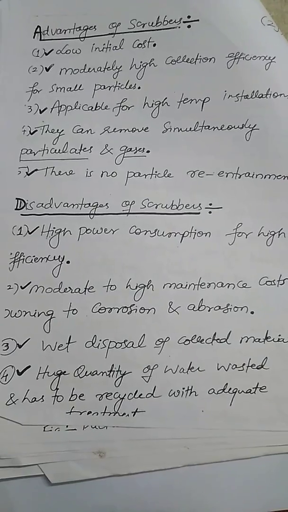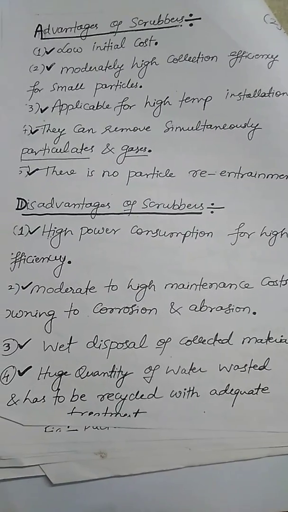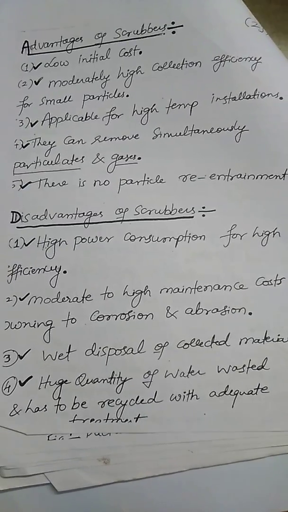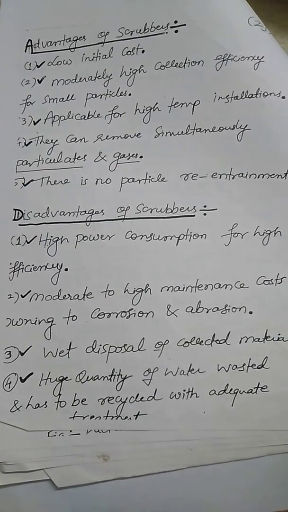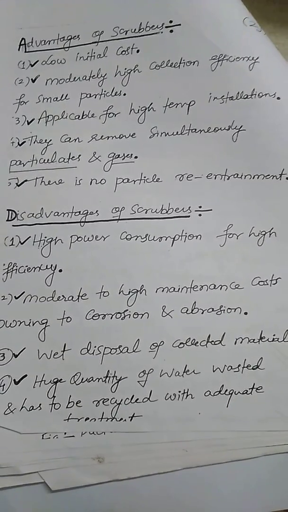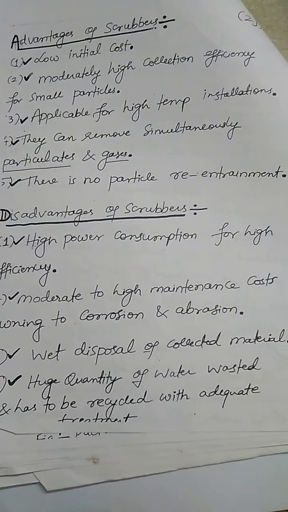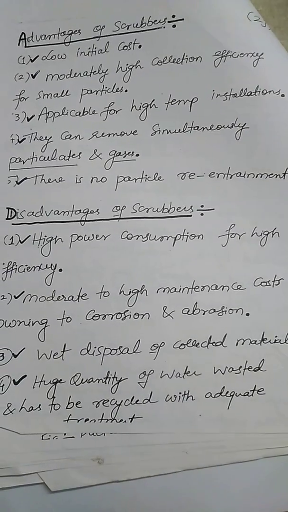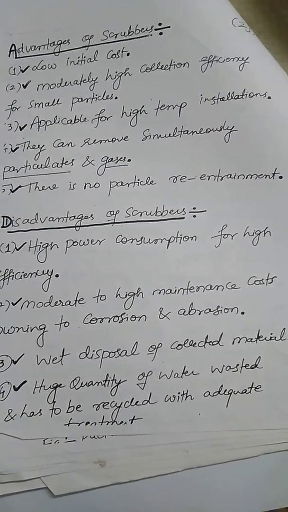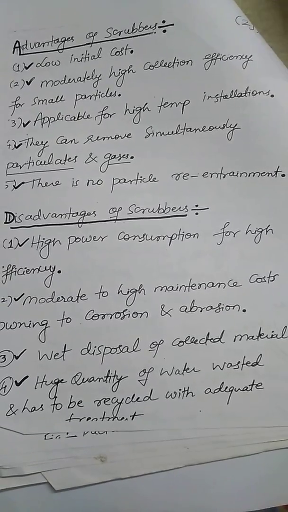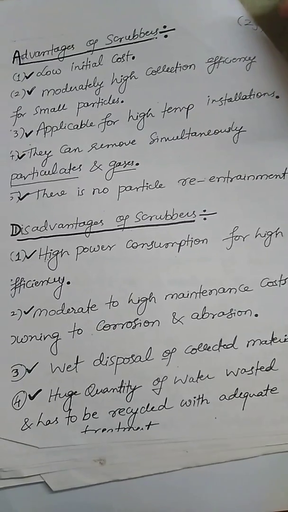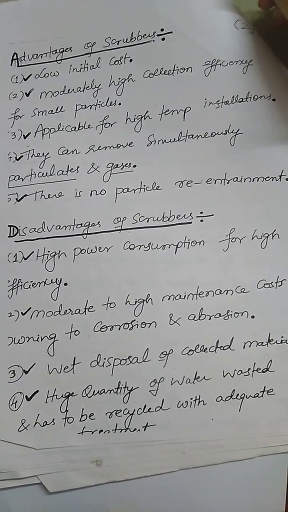The water that we are going to get from these scrubbers is dirty. It is going to have suspended particles in it. Now these suspended particles have to be collected downside in order to operate these scrubbers continuously. So it is going to give you continuous wastewater. A huge quantity of water is getting wasted, and it has to be recycled with adequate treatment. These are some of the disadvantages that we are going to have with the scrubbers.